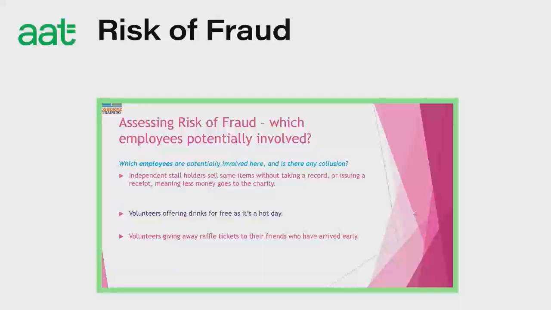Okay, so we've looked at some of the key risks, and we've got the first three there on the screen. What we need to start thinking about now are which employees are potentially, and that's only potentially, involved here, and might there be any collusion? So thinking about these first three risks, or possible risks, which employees, if any, might be involved.